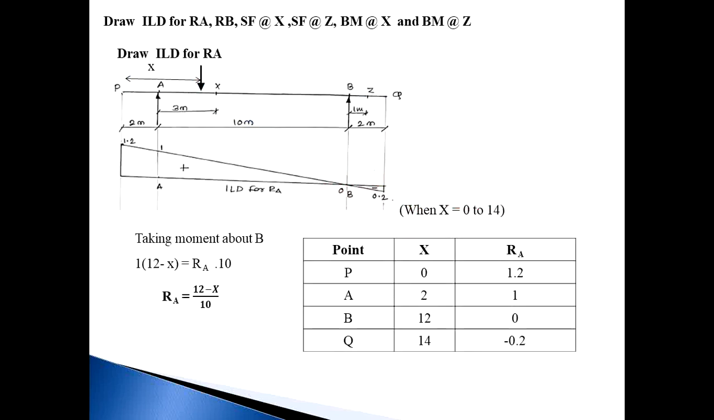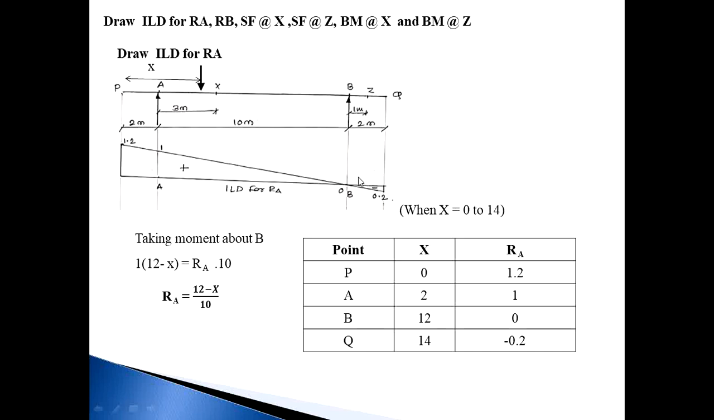In this lecture, we see one problem. Draw an ILD for RA, RB, shear force at X, shear force at Z, bending moment at X and bending moment at Z. It is a simple problem having an overhang beam, that is P, A, B and Q. A and B are supports 10 meters apart from each other, and from that, AP distance is 2 meters and BQ distance is 2 meters.